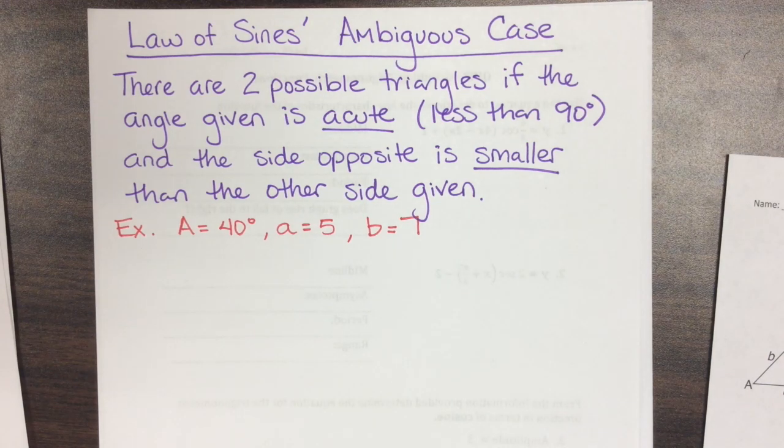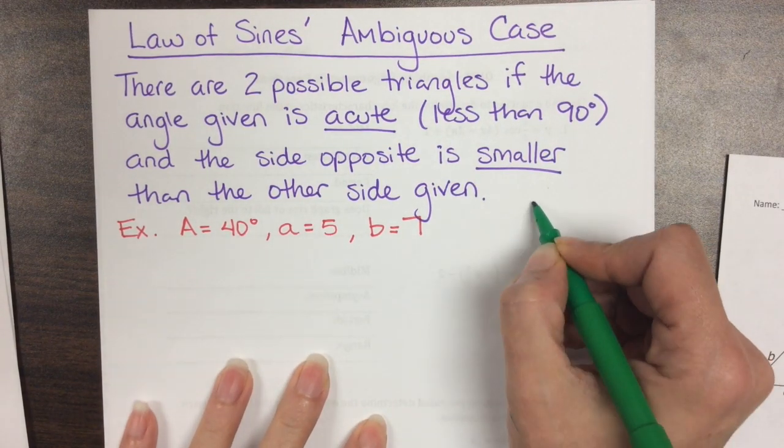With law of sines, sometimes there's what is called an ambiguous case. This happens when you have an angle given that is acute and the side opposite that angle is smaller than the other side given. I will post an applet where you can see why this happens as well. But what happens is there are two possible triangles, and so you have to solve for both of those possibilities. Now let's start the same way we did before, and let's set up our triangle.